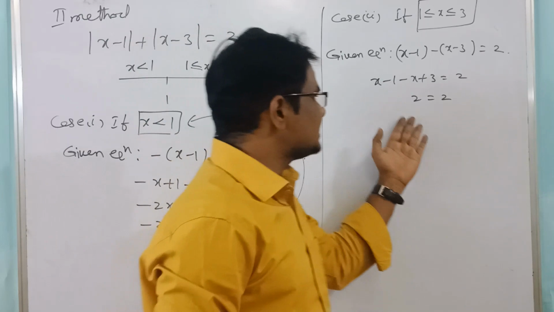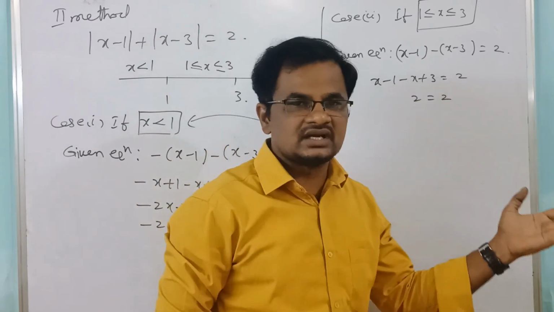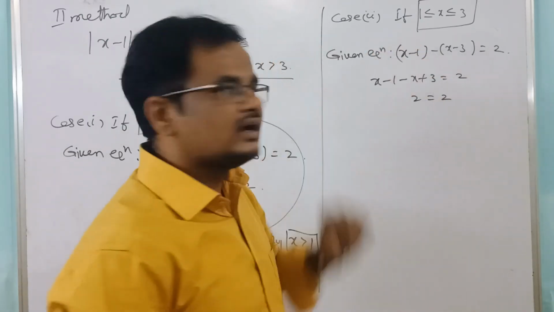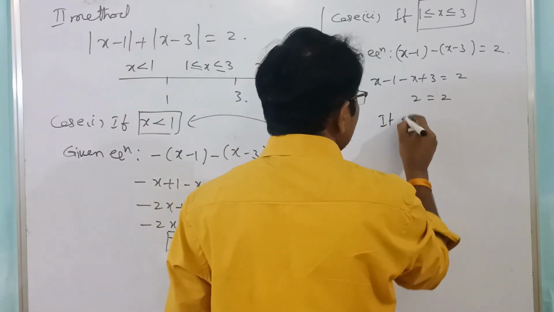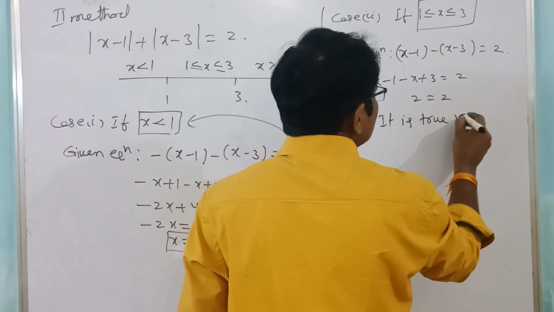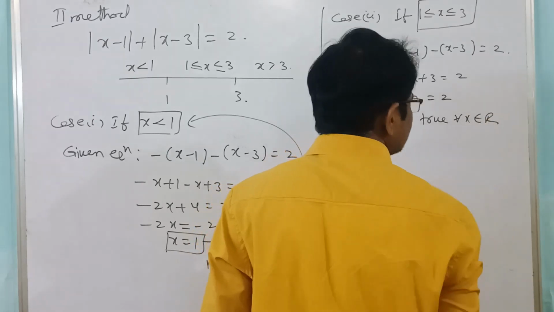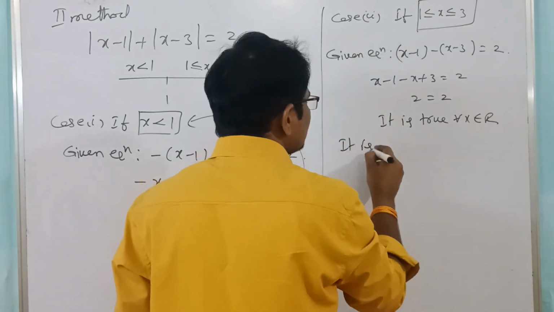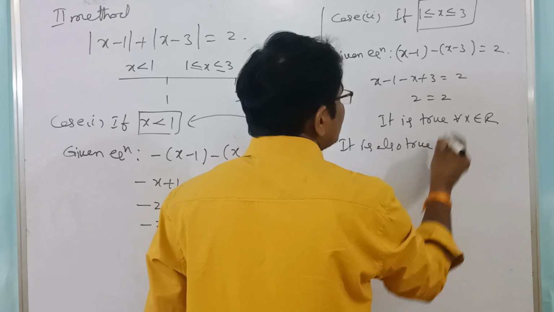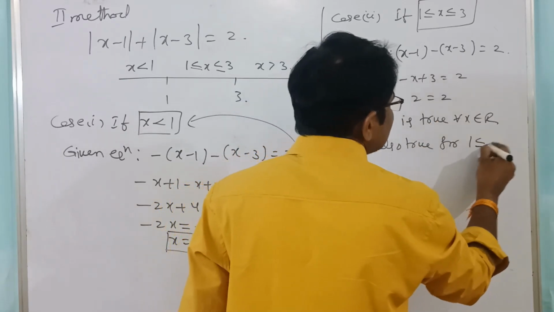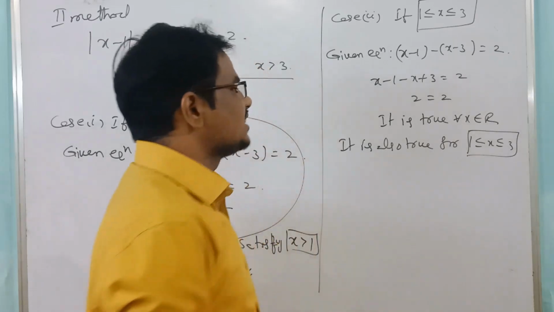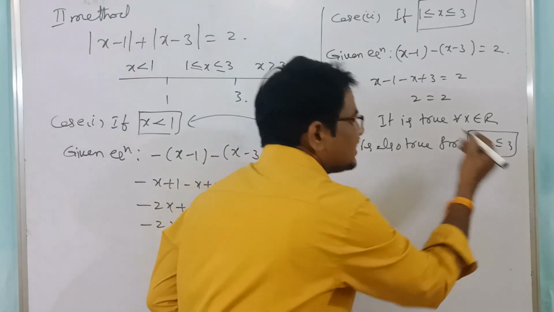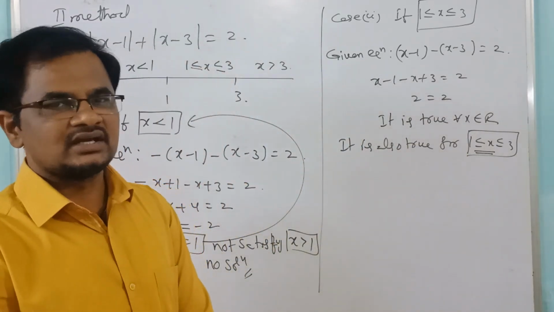Whenever LHS equals RHS, it is true for all real numbers. So it is also true for 1 ≤ x ≤ 3. So in this case our solutions are 1 ≤ x ≤ 3.